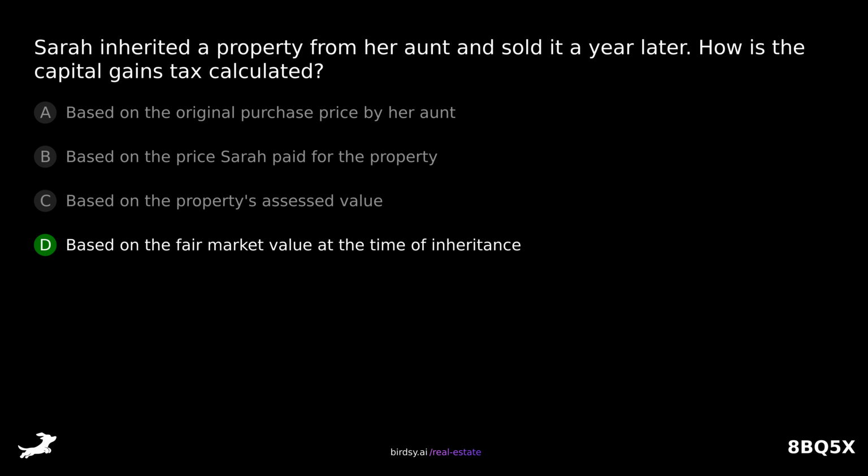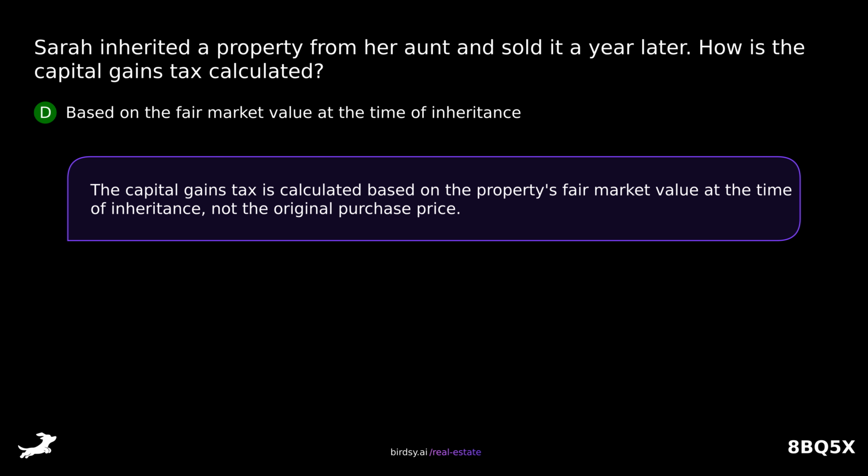The answer is D, based on the fair market value at the time of inheritance. The capital gains tax is calculated based on the property's fair market value at the time of inheritance, not the original purchase price.